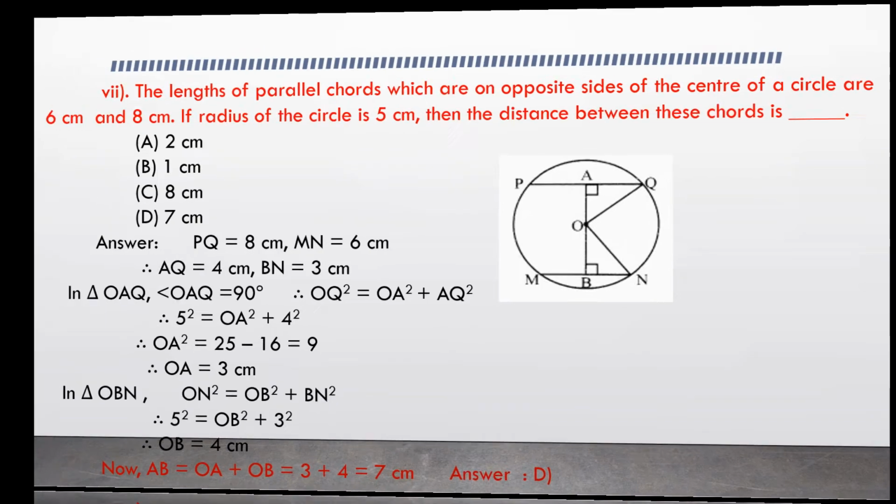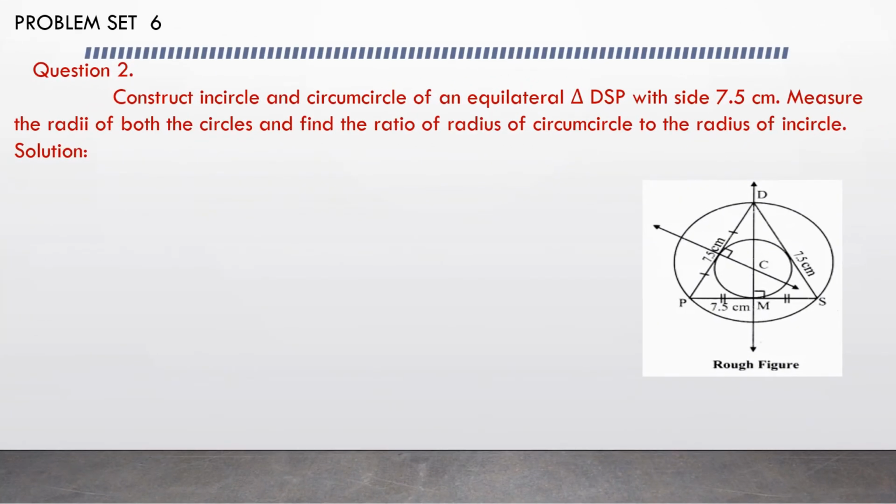Question number 2. Construct incircle and circumcircle of an equilateral triangle DSP with a side 7.5 cm. Measure the radii of both the circles and find the ratio of radius of circumcircle to the radius of incircle. First, you have to construct equilateral triangle DSP of length 7.5 cm.